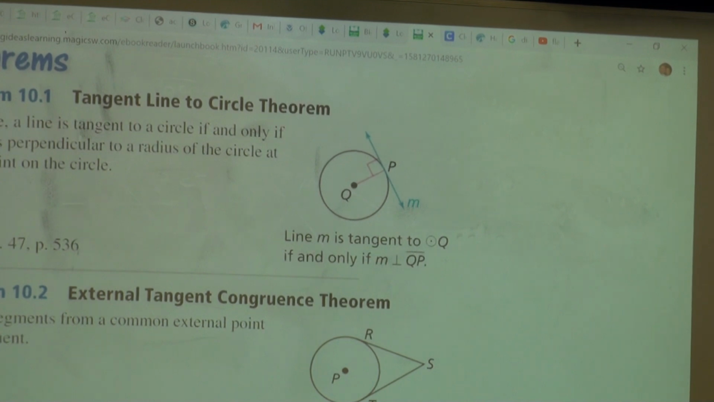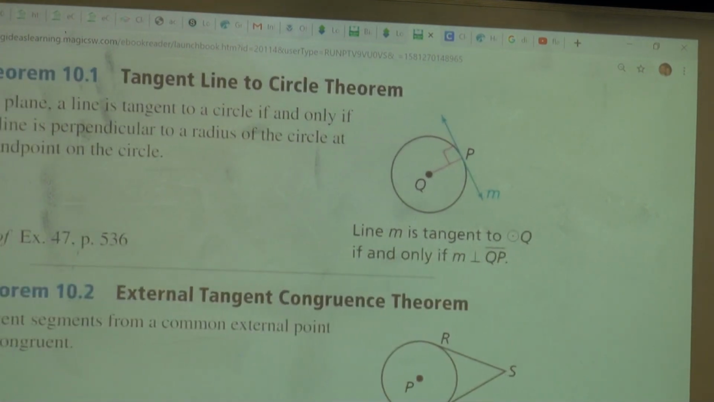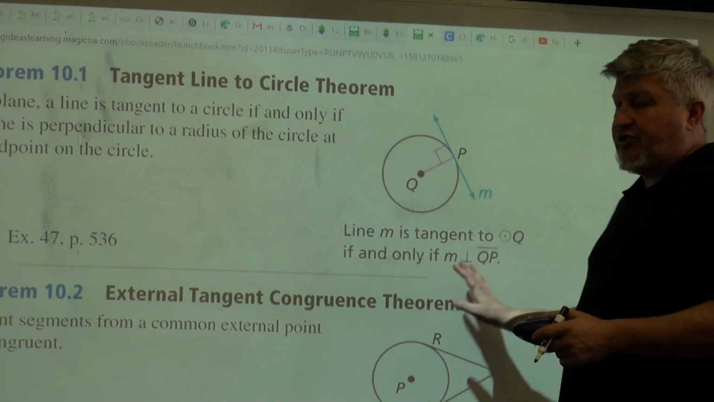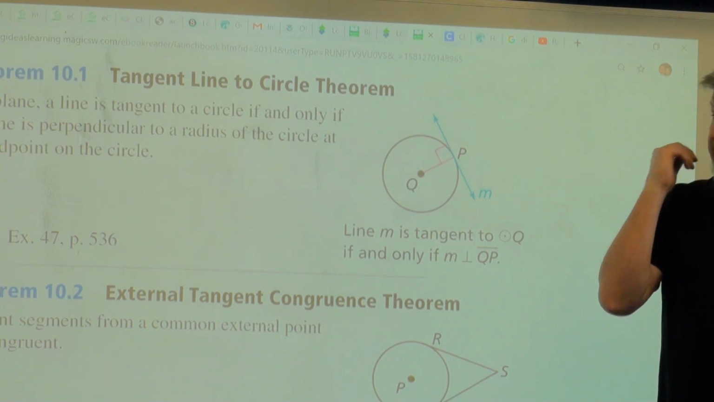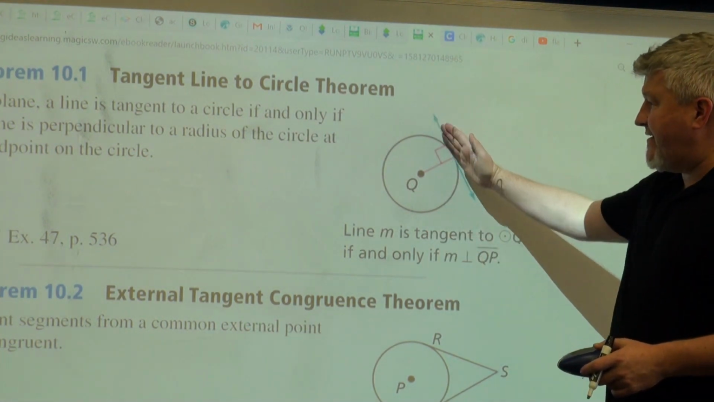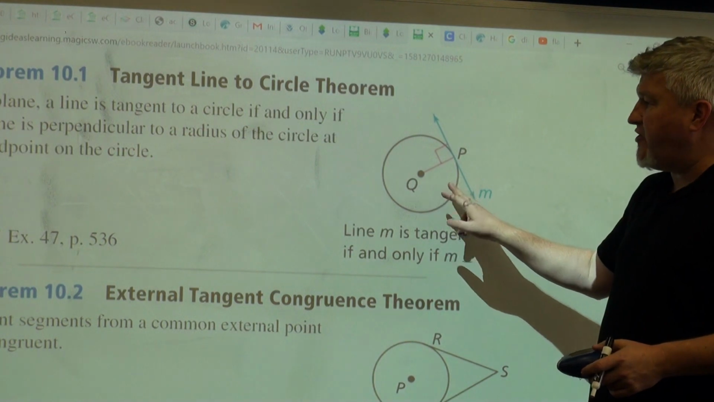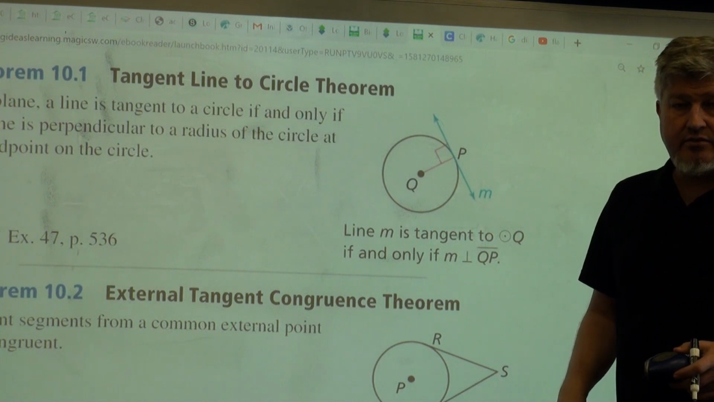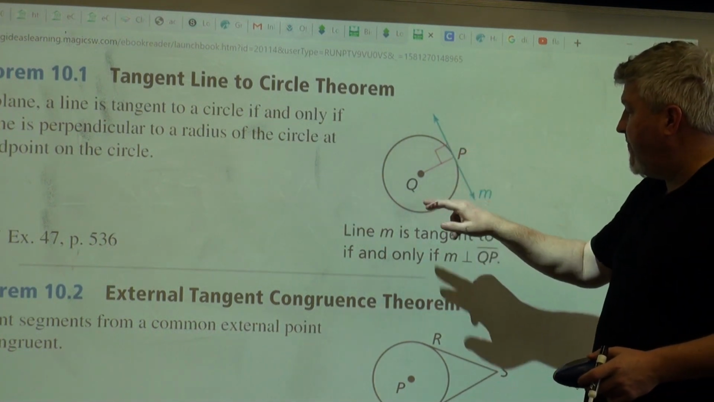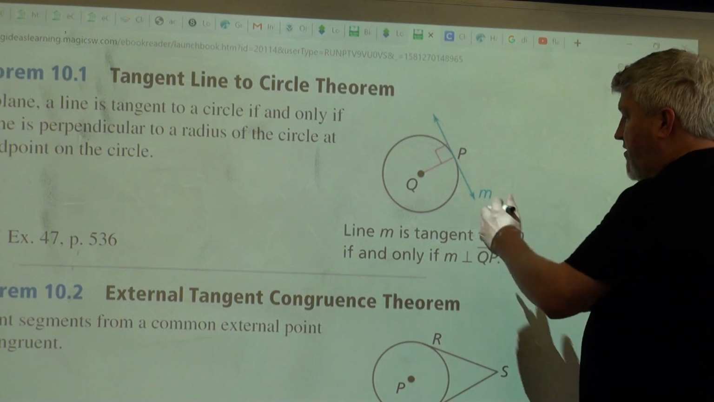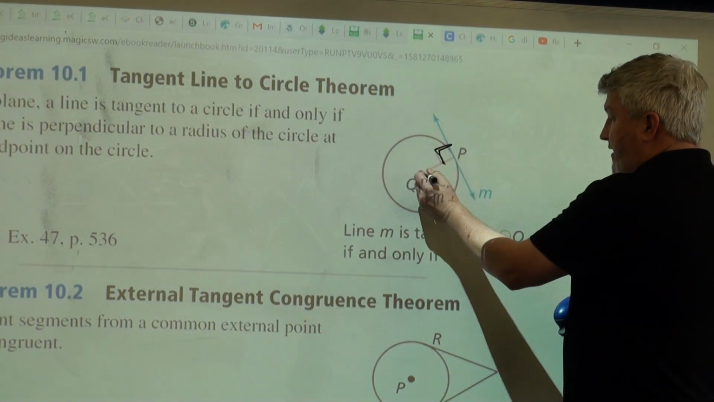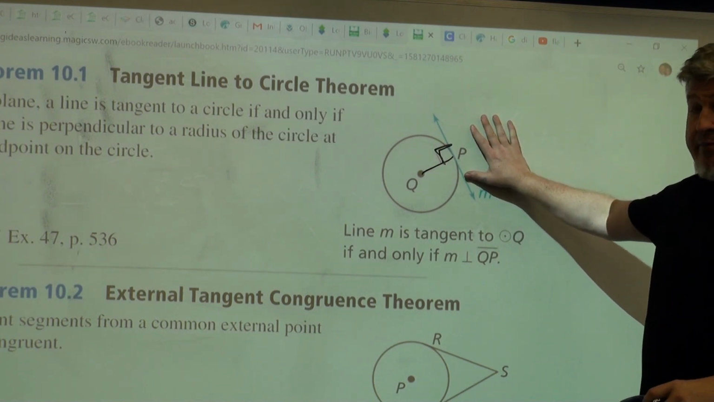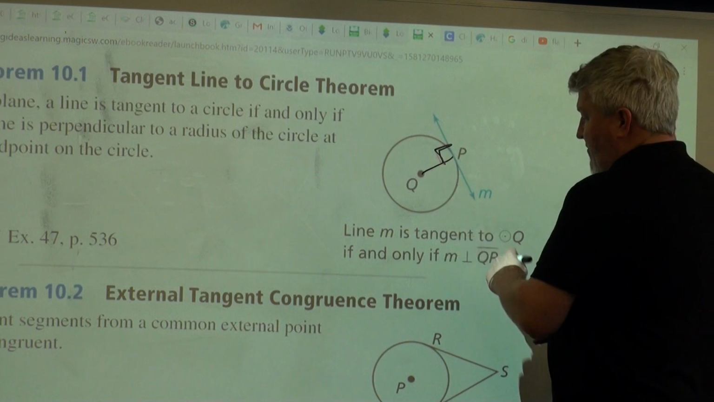Okay? Now we start getting a little bit of math involved. Yay, you knew there would be. Theorem 10.1, the tangent line to circle theorem. I just mentioned this in what we just drew. In a plane, a line that is tangent to the circle is tangent if and only if that line is perpendicular to the radius. This line is only tangent if it is perpendicular. You see the 90-degree angle there, perpendicular to the radius.